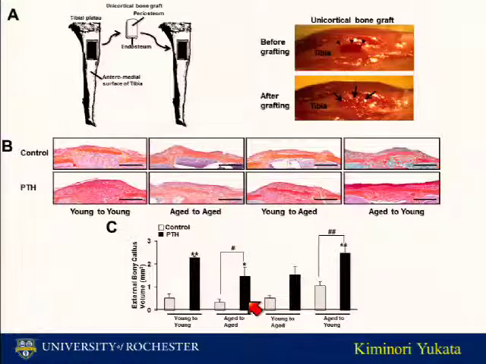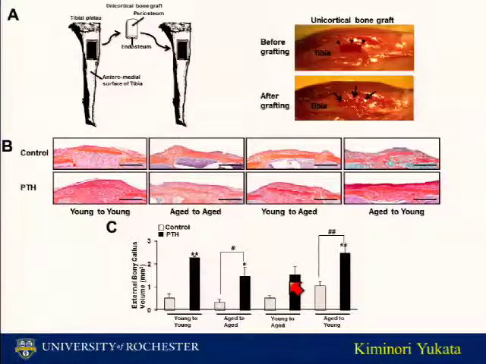What's very interesting, though, is that when we put the aged bone graft into the young mice, the responsiveness was as good as it was in the young mice. And in fact, although we don't have significance here, there's a suggestion that it might even be a little bit increased. So there's probably some effects clearly that are systemic or from the animal that are non-cell autonomous.